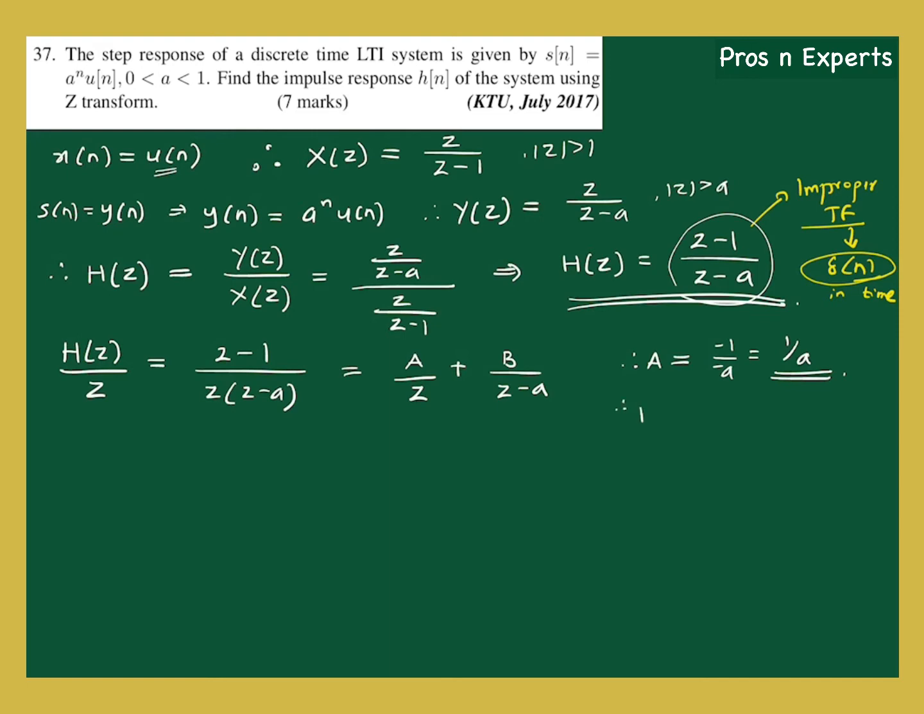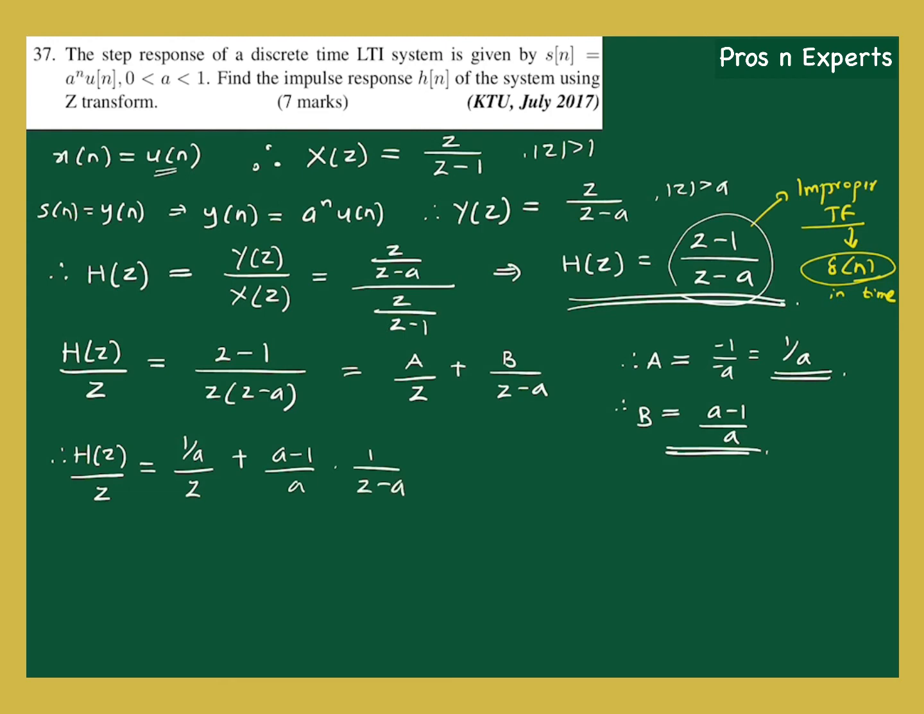And what is B? Similarly, you take (z minus a) and multiply it with the transfer function, so z minus a cancels, and evaluate the rest with z equal to a, because z equal to a turns this denominator into 0. So this B becomes (a minus 1) by a. Therefore h of z by z is equal to, instead of A by z, I can write 1 by a by z, plus instead of B by (z minus a), I can write (a minus 1) by a into 1 by (z minus a).